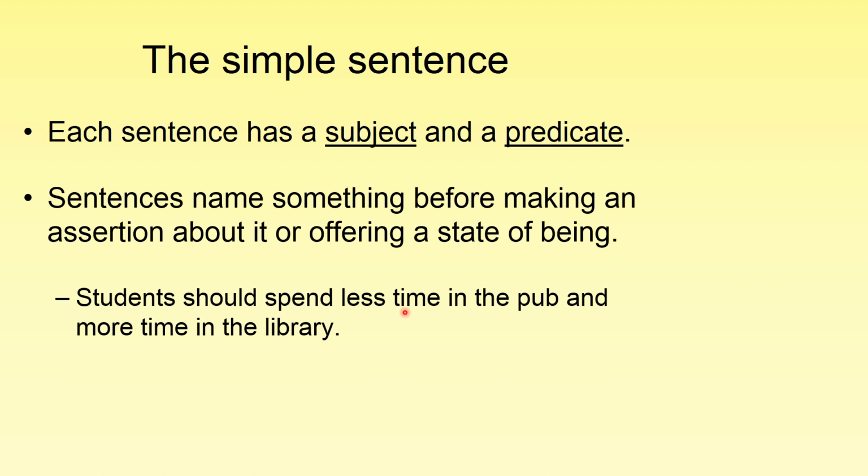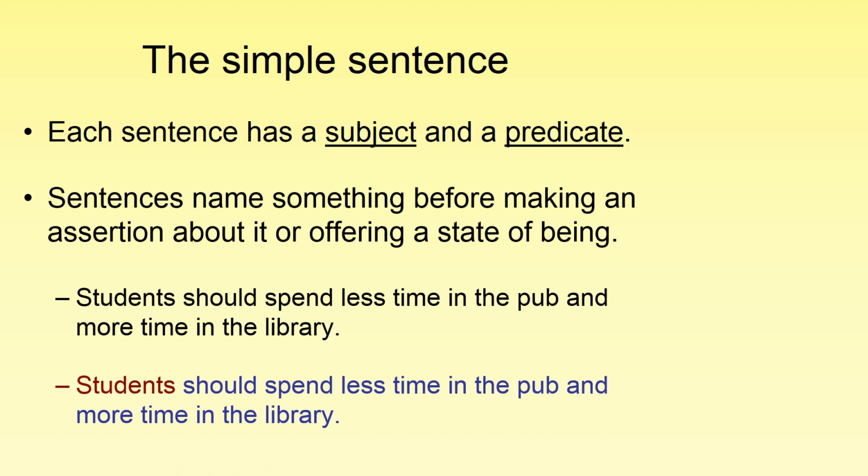Students should spend less time in the pub and more time in the library. Can you spot the subject? If you said students, you're correct. The predicate is everything that comes afterward. Okay, so we have students and something about them. Well, they should spend less time in the pub and more time in the library.